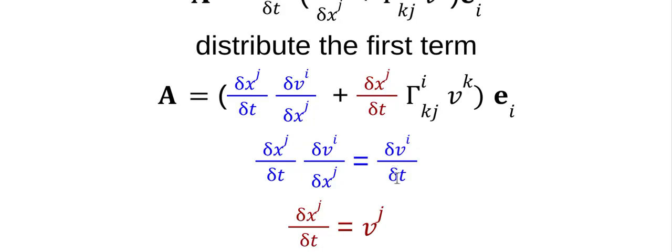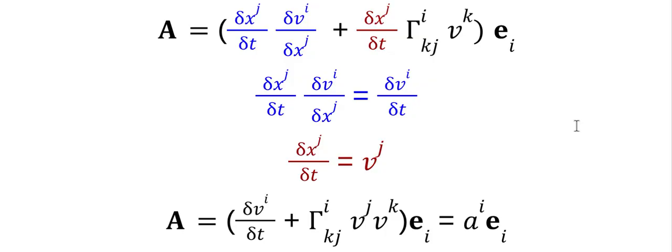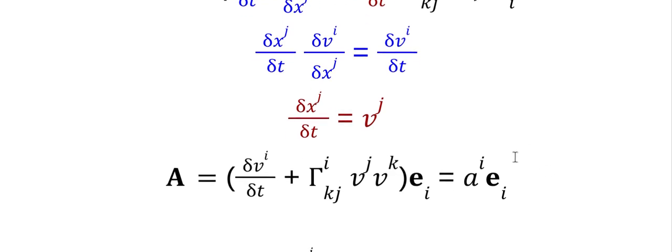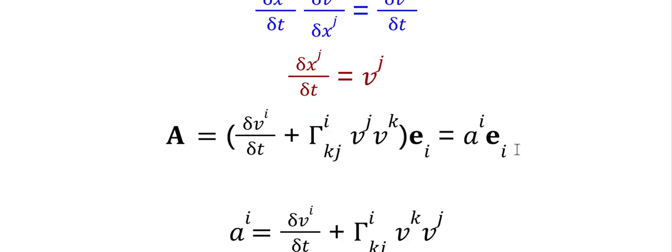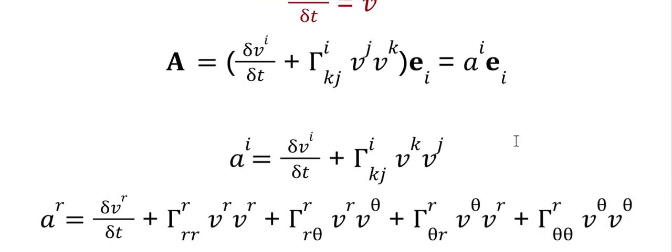So we're going to put this and this right back in here and here. And we get this expression. So we have the acceleration is equal to this component times the basis vector. So this component, we're just going to call it A^i. Okay? Now, let's expand what this is. Here's A^i. Now we want to do it in polar coordinates.